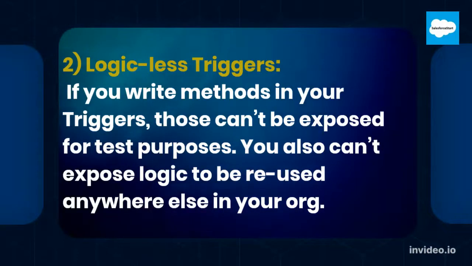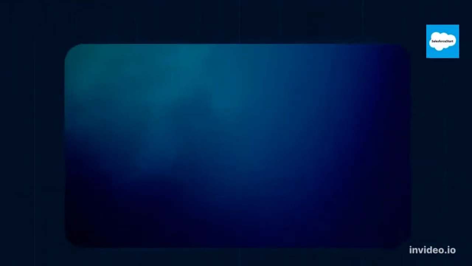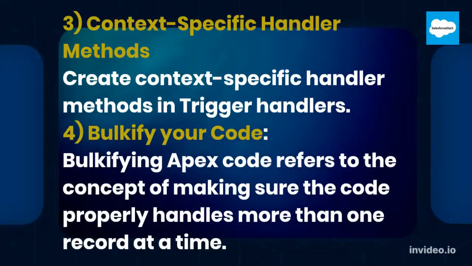2. Logicless triggers. If you write methods in your triggers, those can't be exposed for test purposes. You also can't expose logic to be reused anywhere else in your org. 3. Context-specific handler methods. Create context-specific handler methods in trigger handlers.